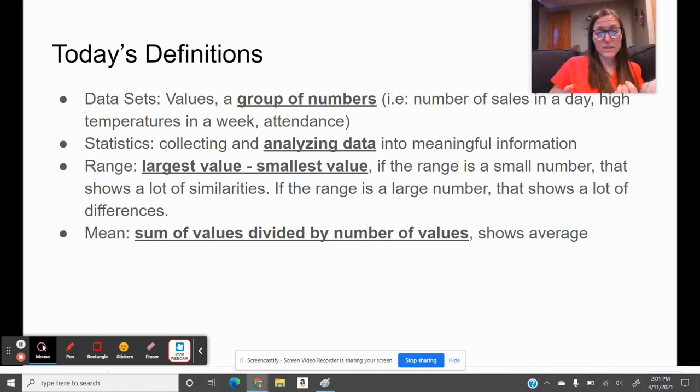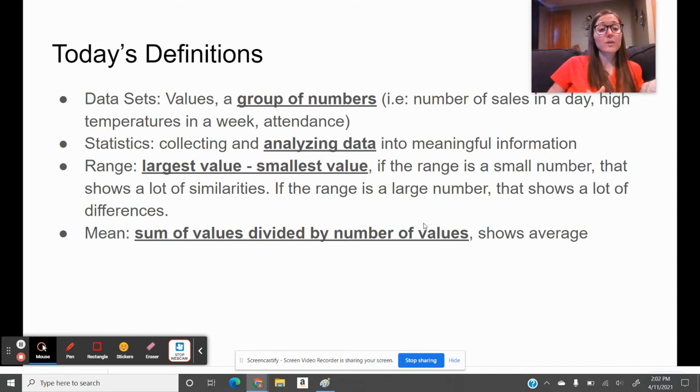Feel free to write these down. You'll notice that with each definition, there's like a bolded and underlined group of words. That would be what you need to write down, the actual definition. The rest of them, like the examples, you can write down, but you don't have to really understand the definition.